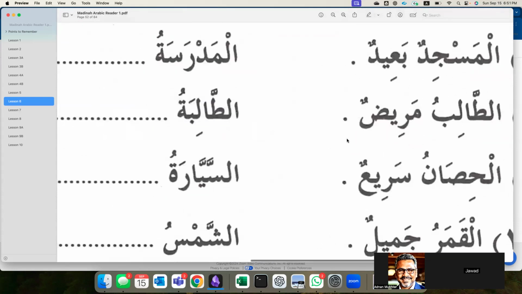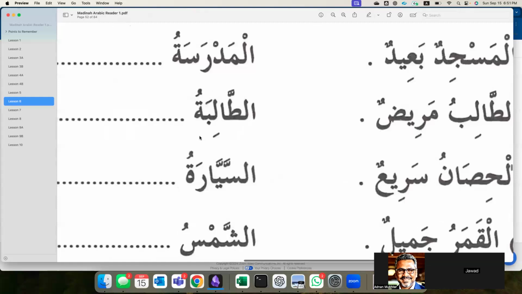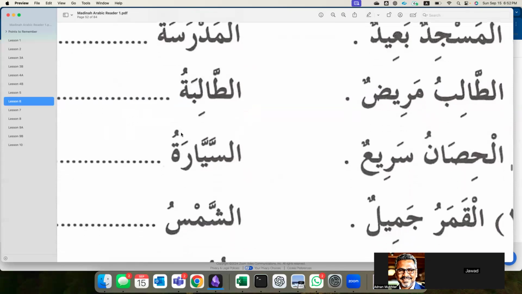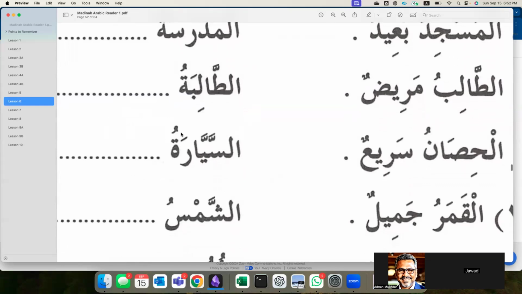At-talibu maridun. At-talibatu. طالبة. Talibat. Talibatu. Yeah, why is it maridatun? Because we were talking about marid. So what is the feminine of marid? Yeah, because you add the ta marbuta. This ta. This looking ta. So at-talibu maridun, at-talibatu maridatun. Okay. Who didn't go? Okay. Ahnaf, yeah.